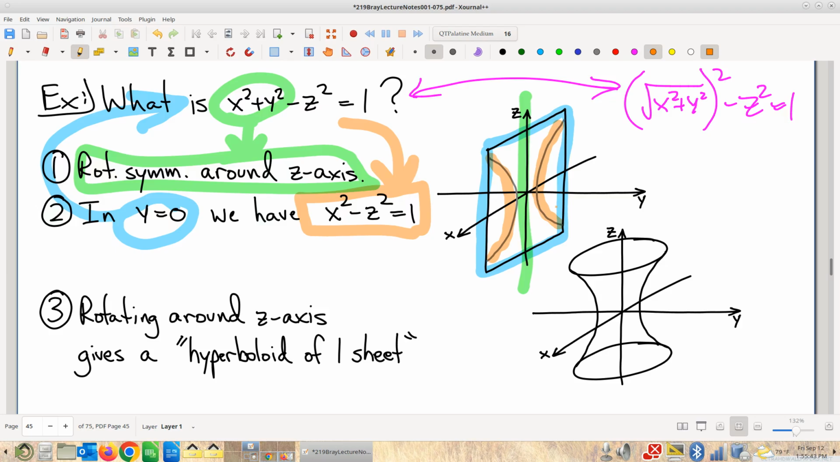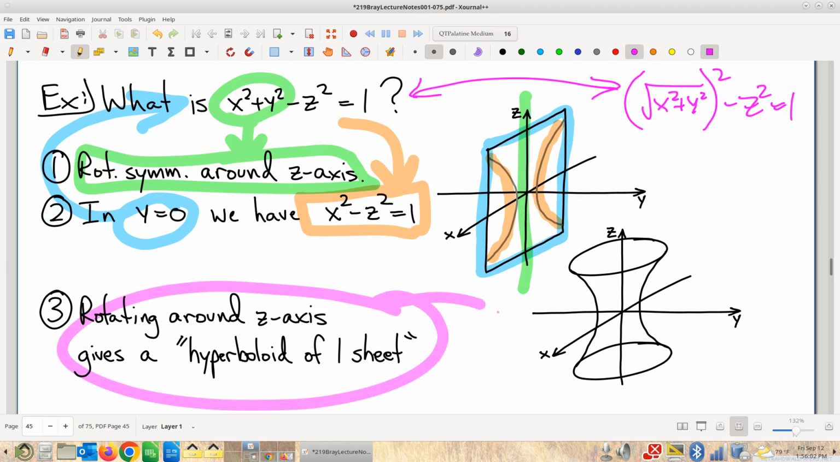So there's the hyperbola, and again, game over. It's all over but the shouting. It's rotationally symmetric. Here's a cross section. I just have to use my geometric intuition. What happens when I rotate this orange curve around the z-axis? It is something like this. I think that's a reasonably satisfying geometric assertion there. Is everybody good?